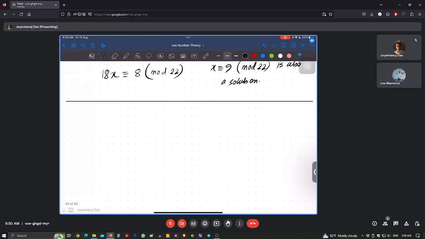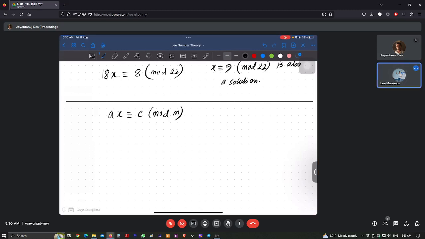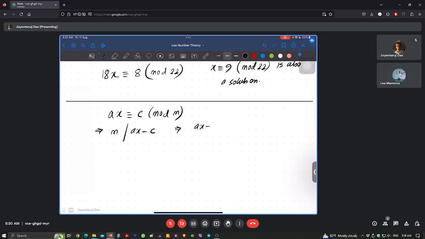So the main congruence, or general congruence, that we are trying to solve is ax is congruent to c mod m, where a and c are integers. We want an integer solution to this. So from here I know that m divides ax minus c. So we can write that ax minus c equals my for some integer y.